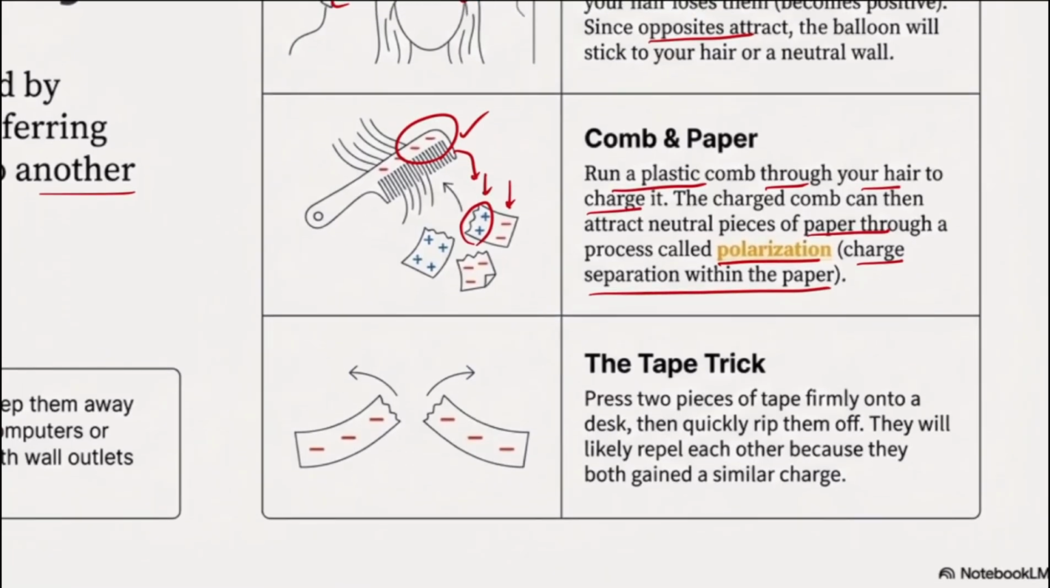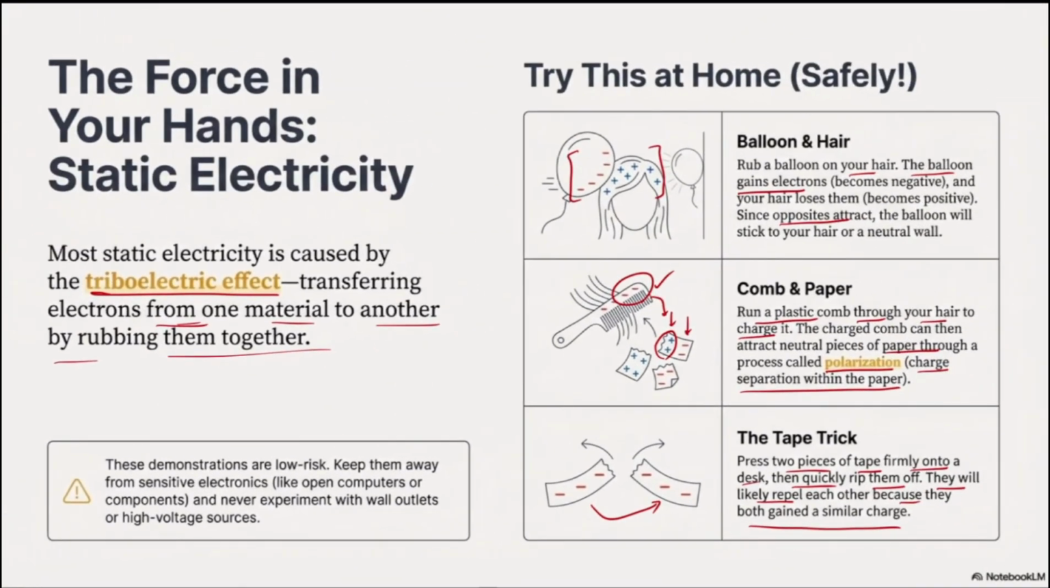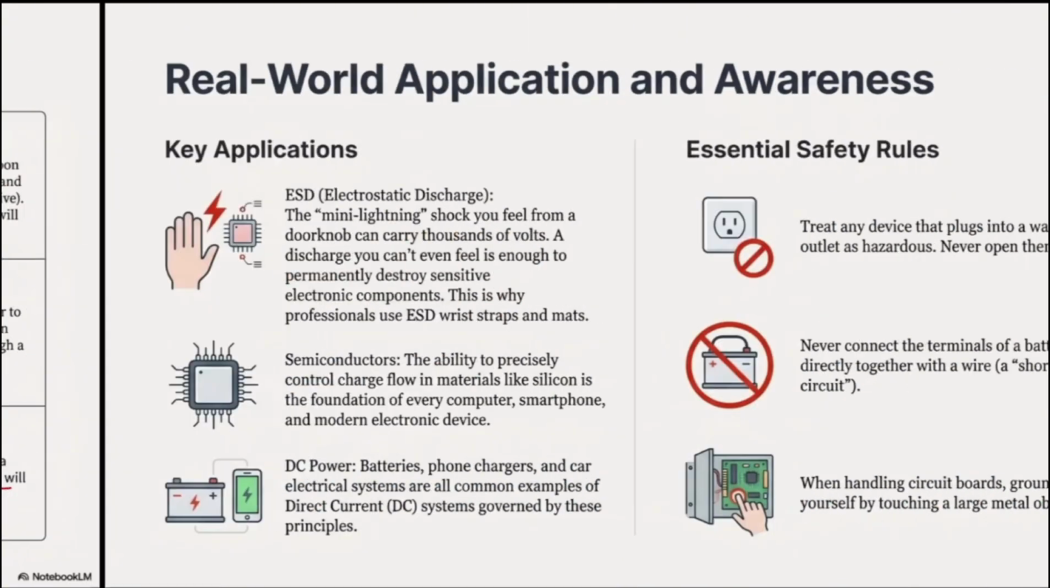The tape trick: press two pieces of tape firmly onto a desk, then quickly rip them off. They will likely repel each other because they both gained a similar charge. Both of them have a negative charge, and if you bring them close together, it's like trying to put the negative sides of two magnets together, and they're going to repel each other. By the way, be careful. Not all of these experiments are safe. Some of them are a little bit dangerous, so be careful with that.